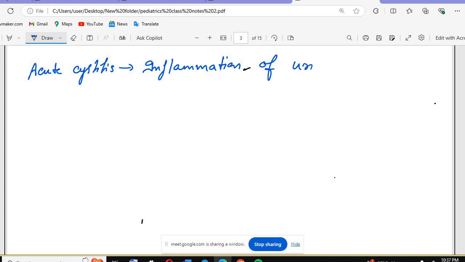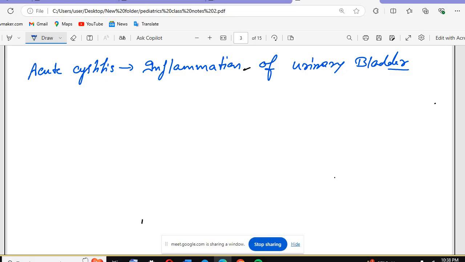So let's write down the headings. Acute cystitis. Acute cystitis means there will be inflammation of the urinary bladder. That inflammation of the urinary bladder is what you are going to see in acute cystitis.